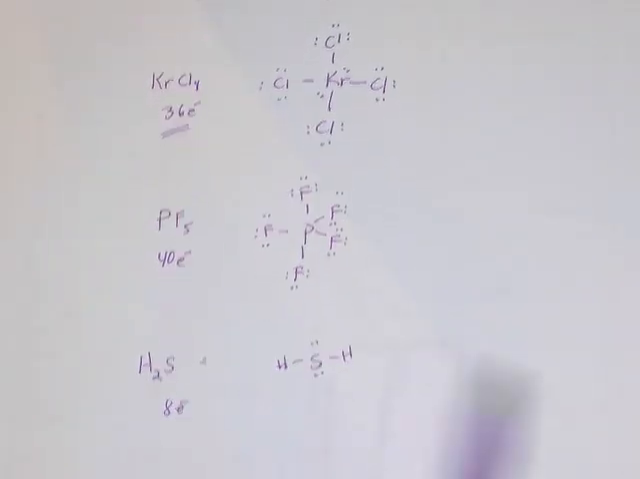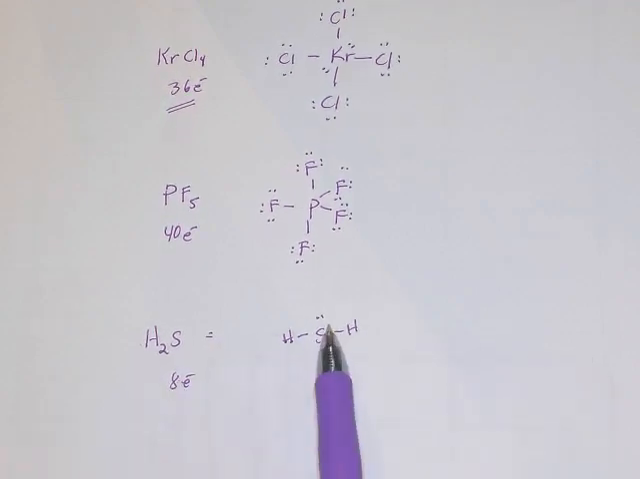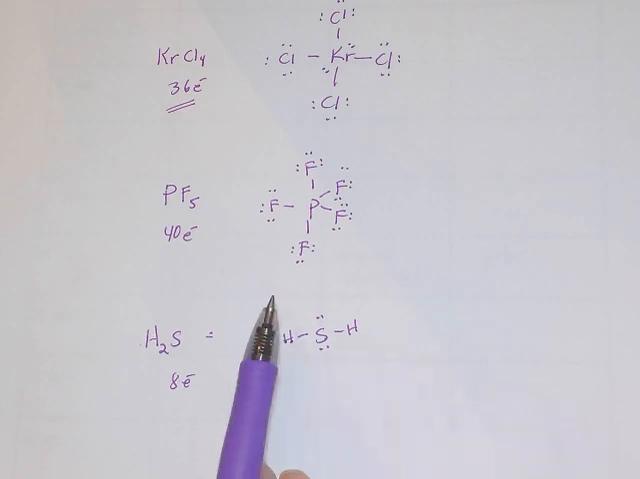Let's look at another simple one, H2S. So eight electrons. Put your central sulfur, stick your hydrogens, and then sometimes the simpler ones, the more confused students get.